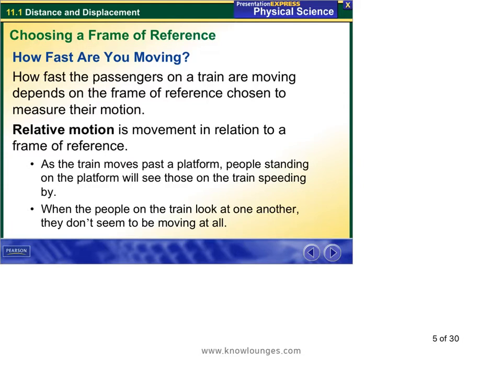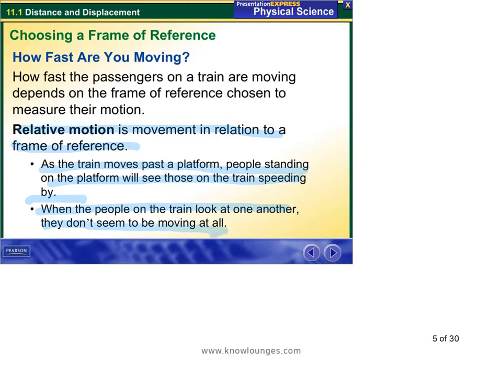We're looking at a train. How fast passengers on the train are moving depends on the frame of reference used to measure their motion. Relative motion, a key concept we'll be looking at, is movement in relationship to a frame of reference. As the train moves past the platform, the people standing on the platform will see those on the train speeding by. But when people on the train look at one another, they don't seem to be moving at all.